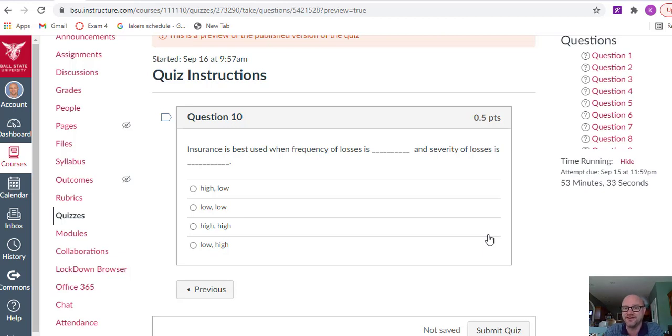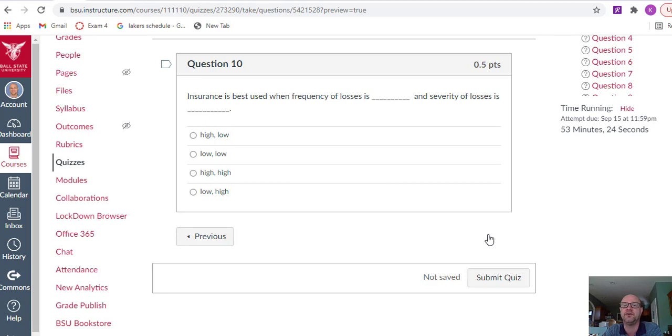When do we use insurance? We use insurance when frequency is low and severity is high. That's what we want. So low frequency, high severity. That's what we're looking for on that one.